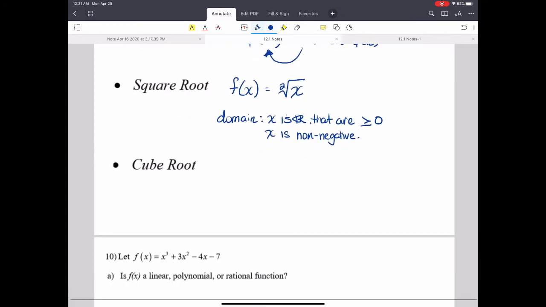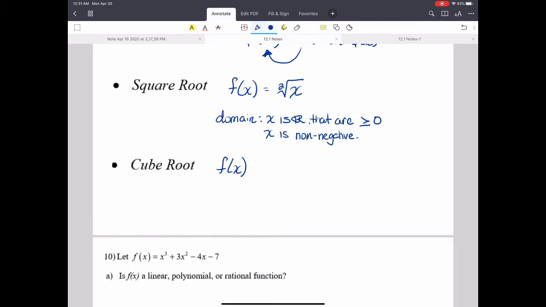And then the cube root, probably kind of a pattern emerging here, is going to be something like this. And the domain of this one, if you guys remember with cube roots, x could be negative or positive. So you can have all reals there.